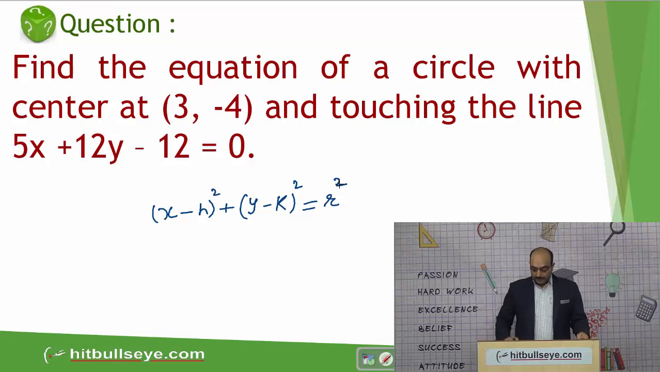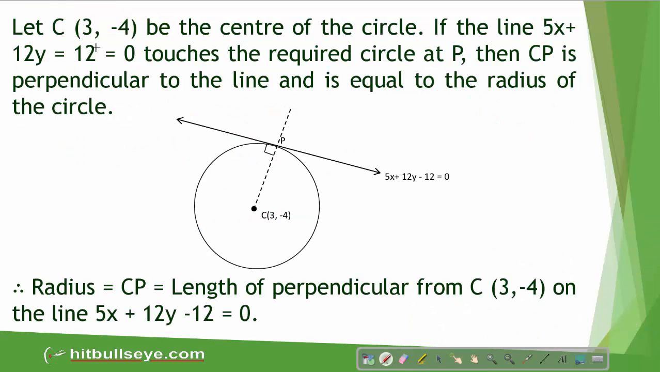So let's visualize this question. Now you can observe we have C as the center given as 3, minus 4 and the line 5x plus 12y minus 12 equal to 0. This touches the required circle at P. Now definitely this CP would be perpendicular to this line, or you can say this line would be acting as a tangent to the circle, and obviously the distance CP is the radius. Now we need to find this perpendicular distance because the value of r needs to be calculated.